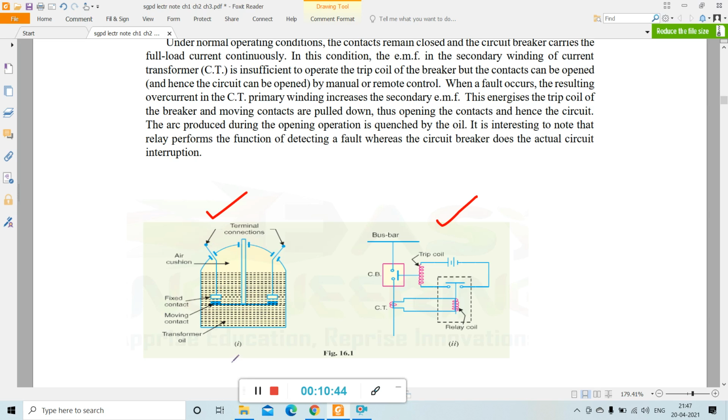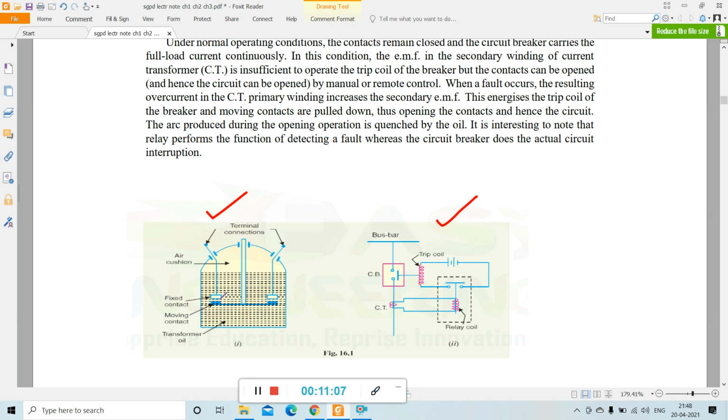See, this is the physical diagram or typical oil circuit breaker diagram. Already I told you this is a fixed contact, this is moving contact. It is on in normal condition, this is in closed condition, but when fault occurs this moving contact pulls down and here a gap is formed, and during this stage an arc is formed inside this oil medium.